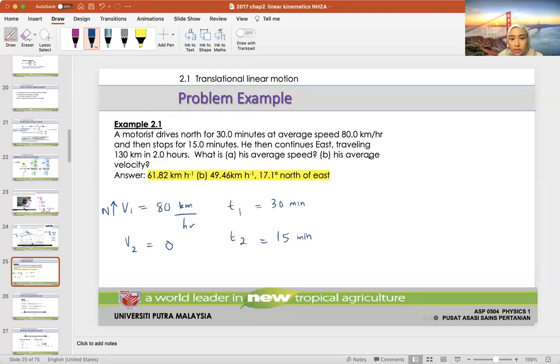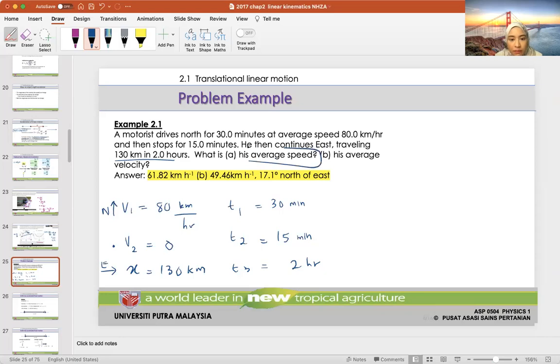And then he continues east. This part he is not moving, so it's just staying there. And then he continues east over here. V3, 130 kilometer. Oh, this is the distance, 130 kilometer in 2 hours. T3 is 2 hours, and I don't put this as velocity, I put this as distance, x, 130 kilometer.